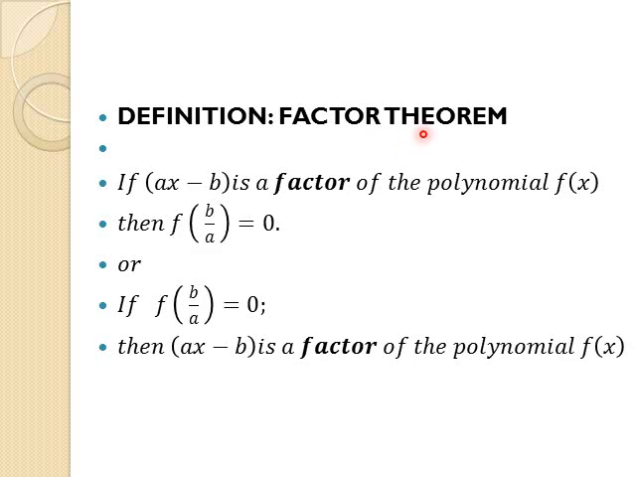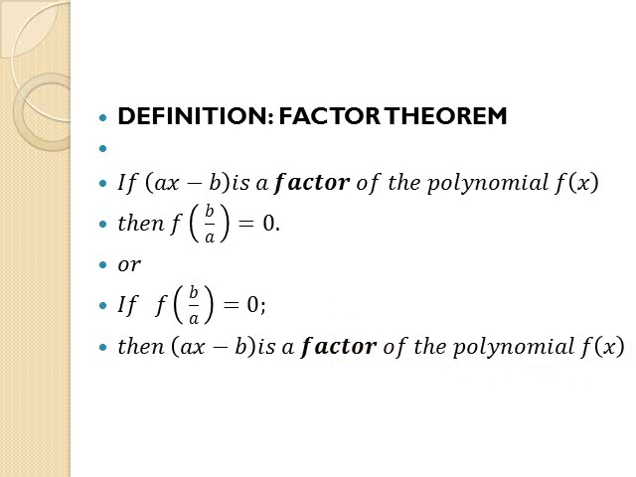Per definition, the factor theorem states: if ax minus b is a factor of a polynomial f of x, then f of b over a must equal 0. Meaning, if I solve ax minus b equals 0 and take b over, it becomes positive b, and I always divide by the value in front of x. So therefore x equals b over a. If I put b over a into the equation, it must give me 0. Or, if f of b over a equals 0, then ax minus b is considered a factor of the polynomial.